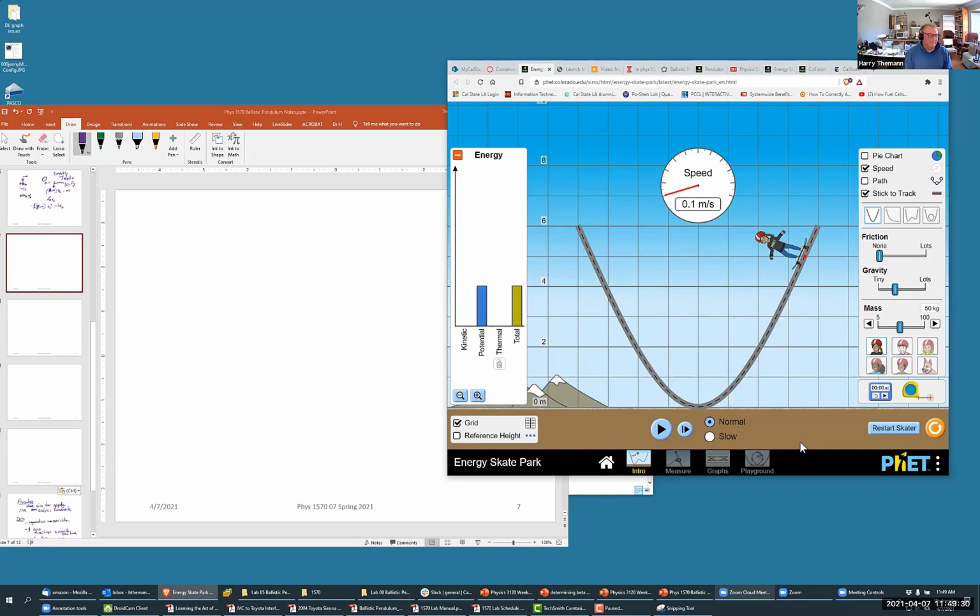And in the case of me throwing up the ball, when I throw the ball up into the air, whatever speed that it left, it comes back down with the same speed.